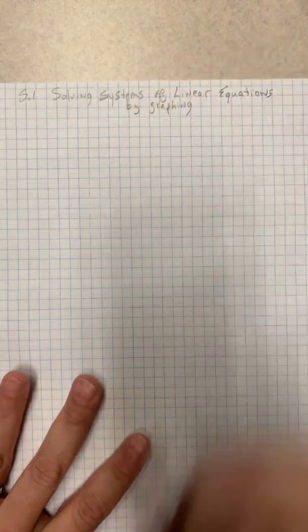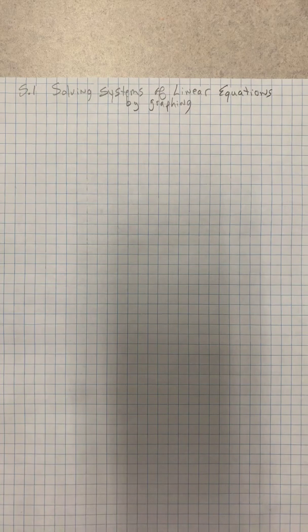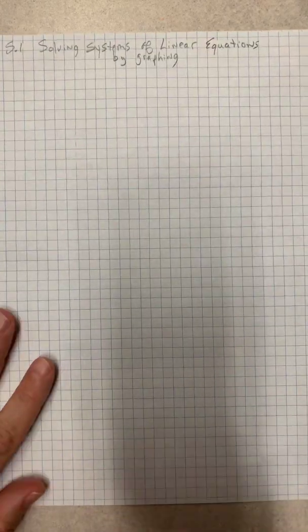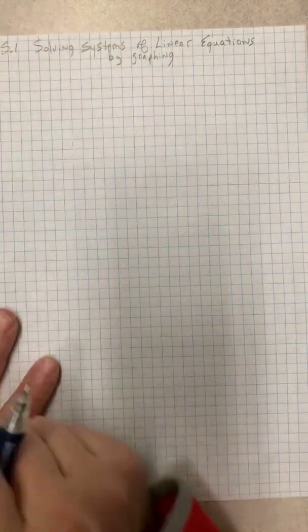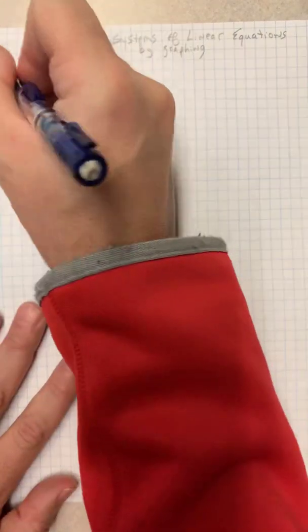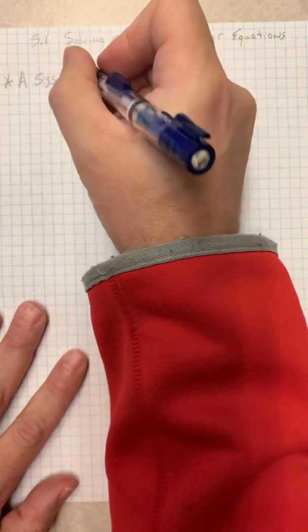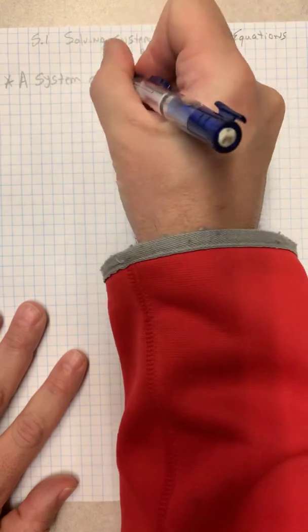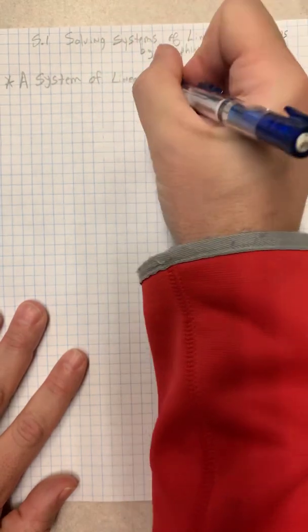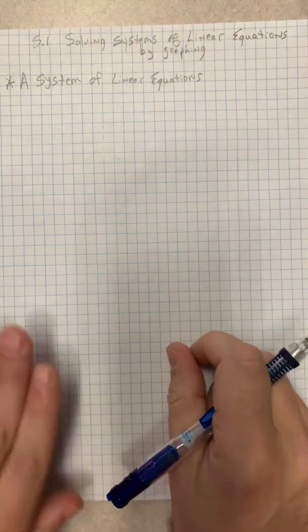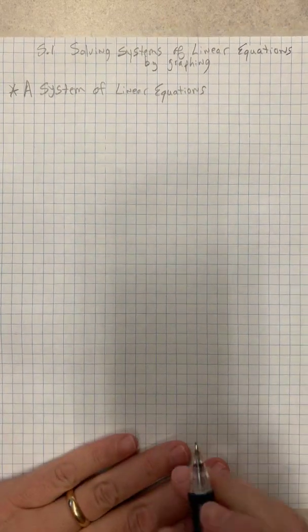All of chapter 5 is going to be solving systems. We best get some definitions of what a system is. So here we go. A system of linear equations. So what we're going to be dealing with are lines. Linear equations are lines. It's what we've been dealing with all of chapter 4.